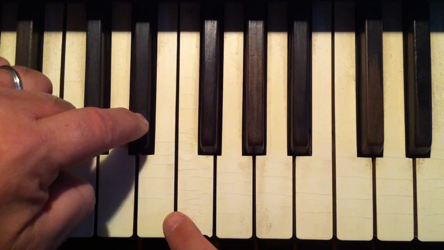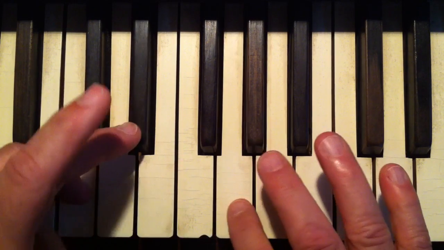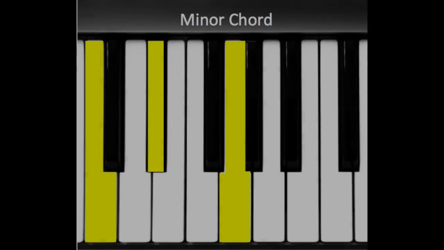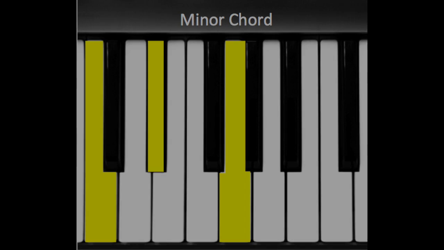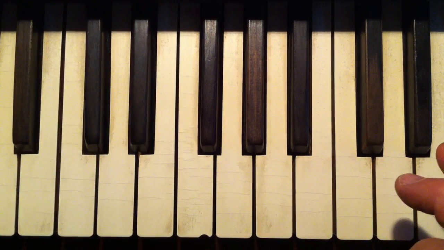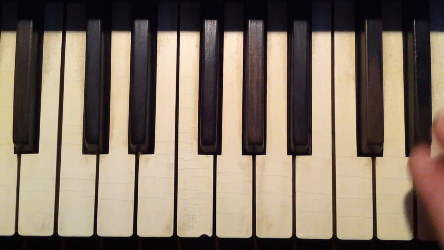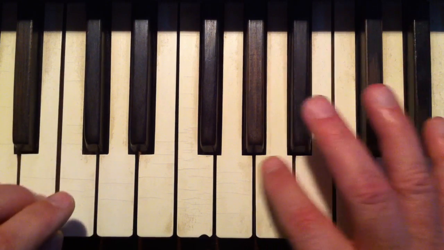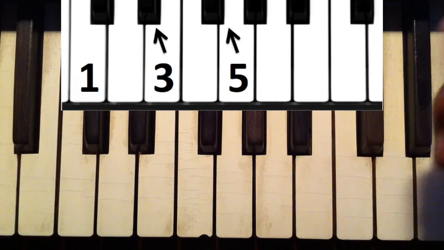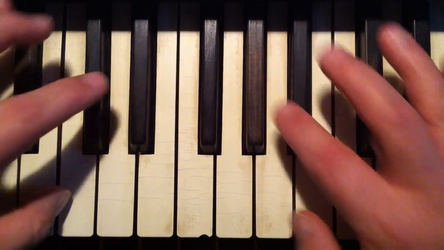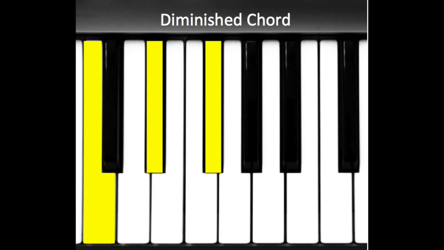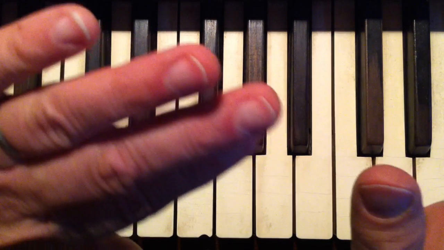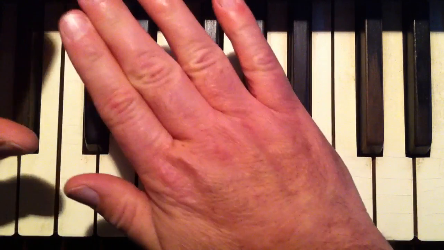1, 2, 3, and then we flatten. And it sounds like this. So it's these notes right here. That's a minor chord. To get a diminished chord, we're going to flatten not only the third, we're going to flatten the fifth. And it's going to sound like this. Now, that's a diminished. Diminished means to go that way.